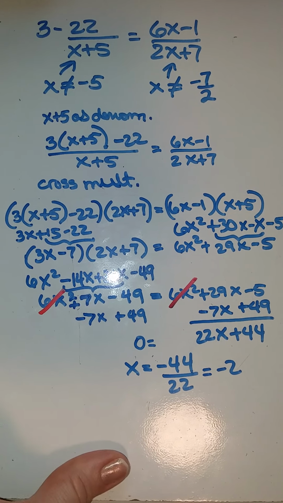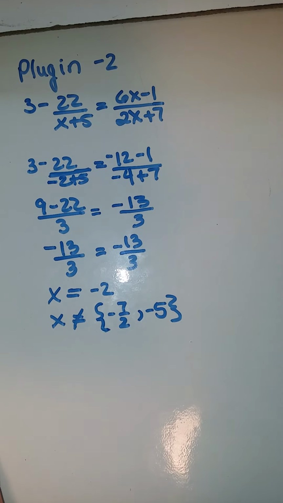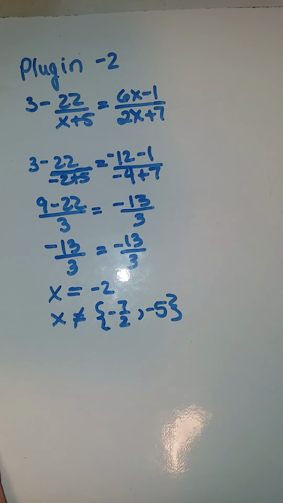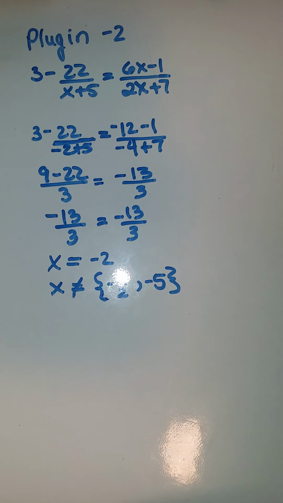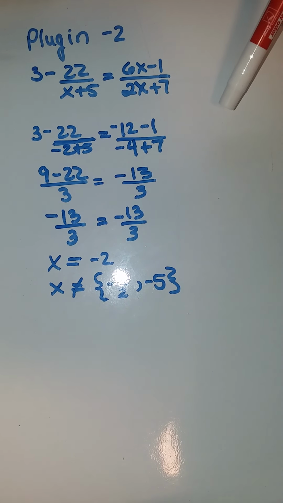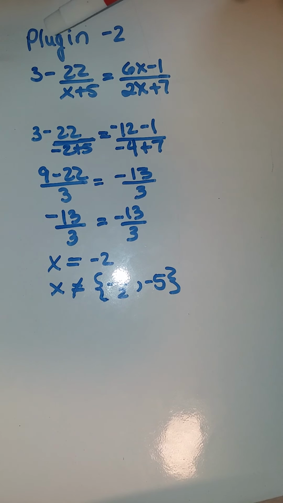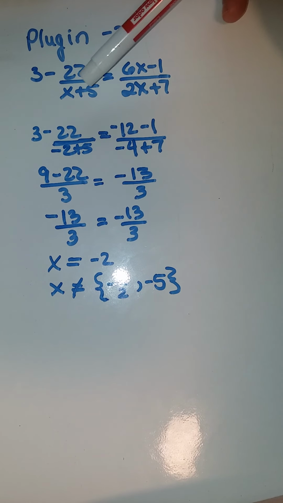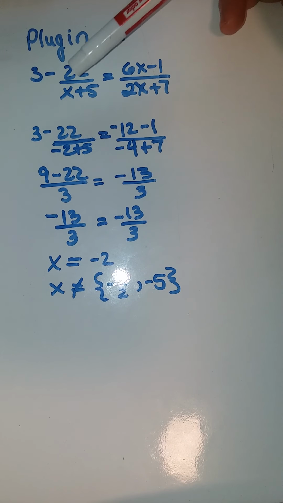So what we're going to do is take that x equals negative 2, and plug it into the original equation. Now, some people, this is where they try and figure out their excluded values, and that's fine too. But what I did was I'd already done that, so I don't have to worry about that right now.